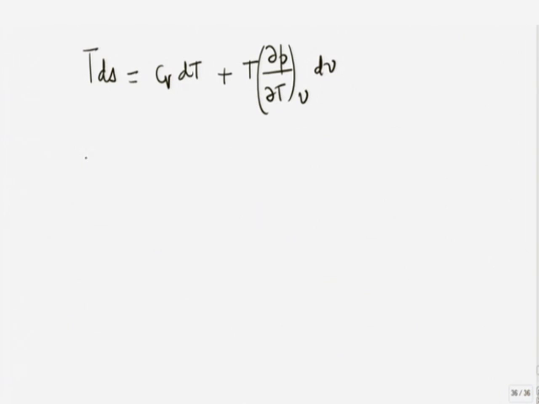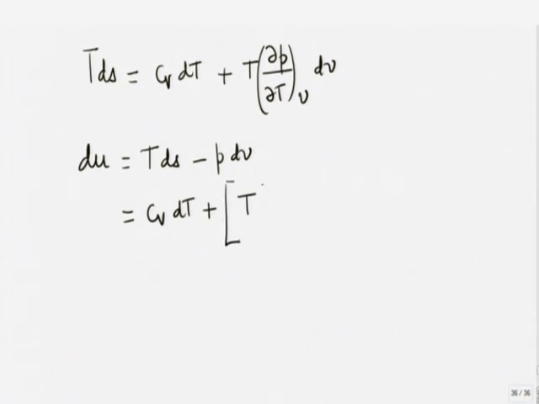Now, what is dU? Property relation. TdS is dU plus PdV. So, dU is TdS minus PdV. This also is a derivation from the property relation. This is the basic property relation. Substitute for TdS from here. So you will get Cv dT plus T dP by dT at constant V, minus P dV.